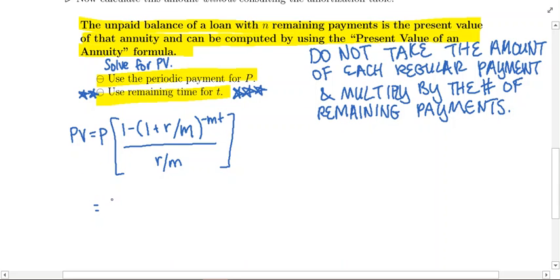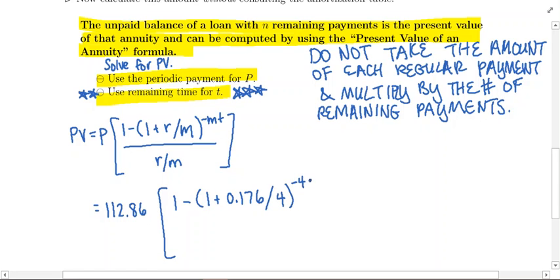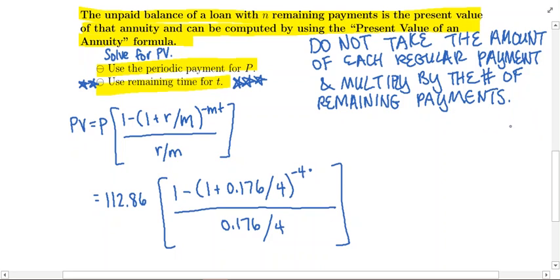So what would we plug in? For P, you're going to use the amount of each regular payment. For our washing machine, our quarterly payment was $112.86. Then we're going to plug in our interest rate, that was 0.176. m was 4. And hold on, I'm going to come back to time. I'm plugging everything else in right now. Time is the big thing here. When you're doing an unpaid balance problem, you have to use remaining time, and time has to be in years.